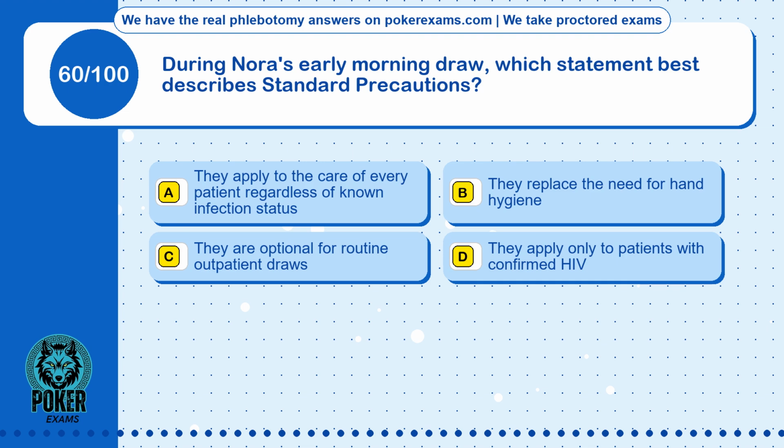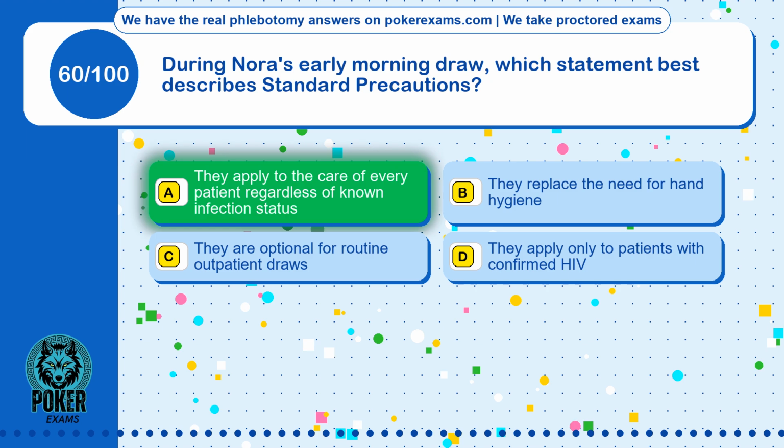Question 60. During Nora's early morning draw, which statement best describes standard precautions? Option A. They apply to the care of every patient regardless of known infection status. Option B. They replace the need for hand hygiene. Option C. They are optional for routine outpatient draws. Option D. They apply only to patients with confirmed HIV.